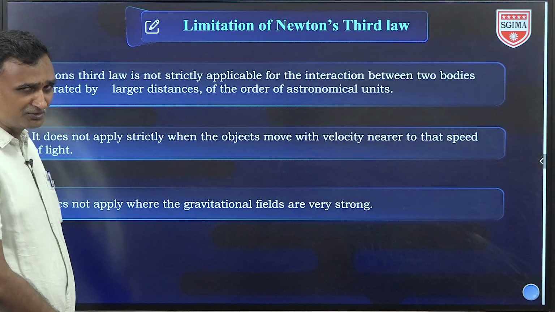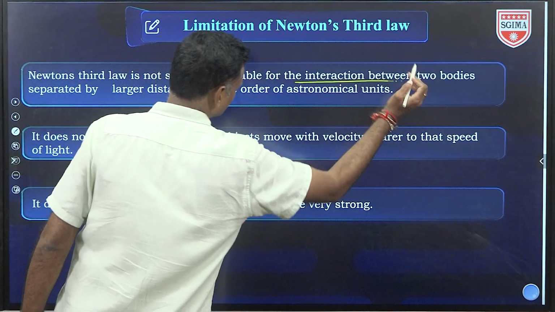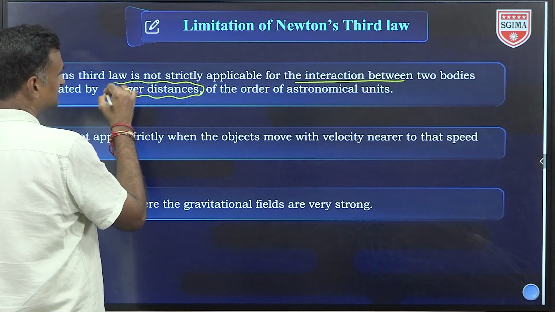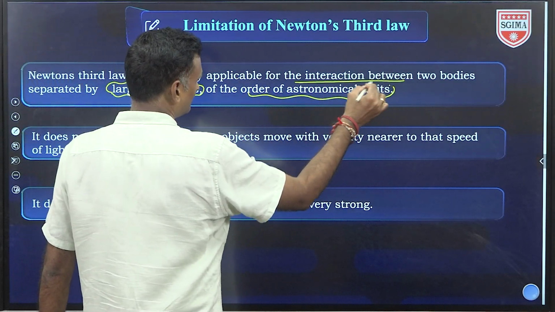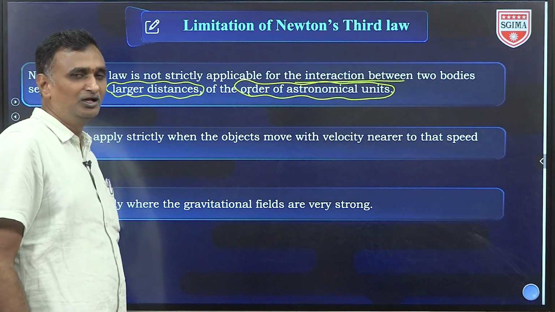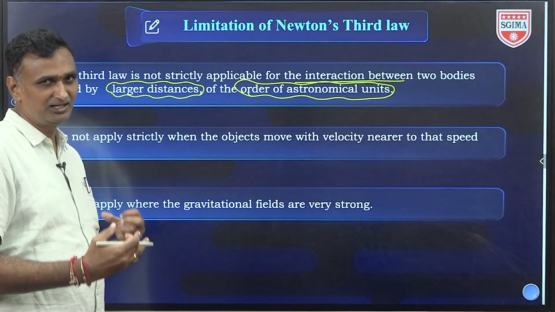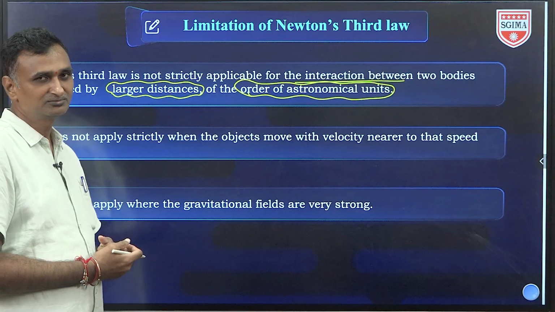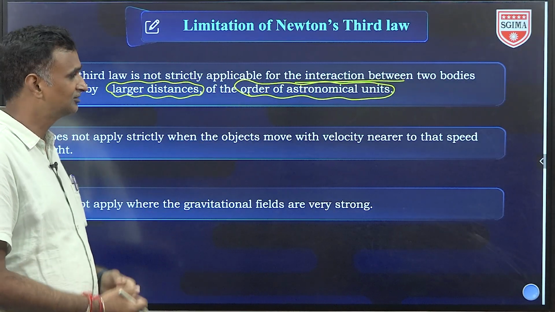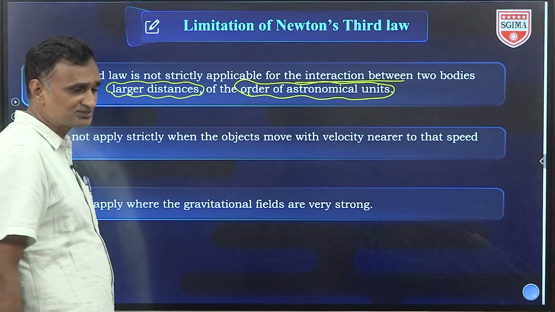Here are the limitations of Newton's third law. Newton's third law is not strictly applicable for the interaction between two bodies separated by large distances, of the order of astronomical distance. So, when the separation between two bodies is very large, in astronomical units, not 1 kilometer or 2 kilometers, in such a distance we can't apply Newton's third law.